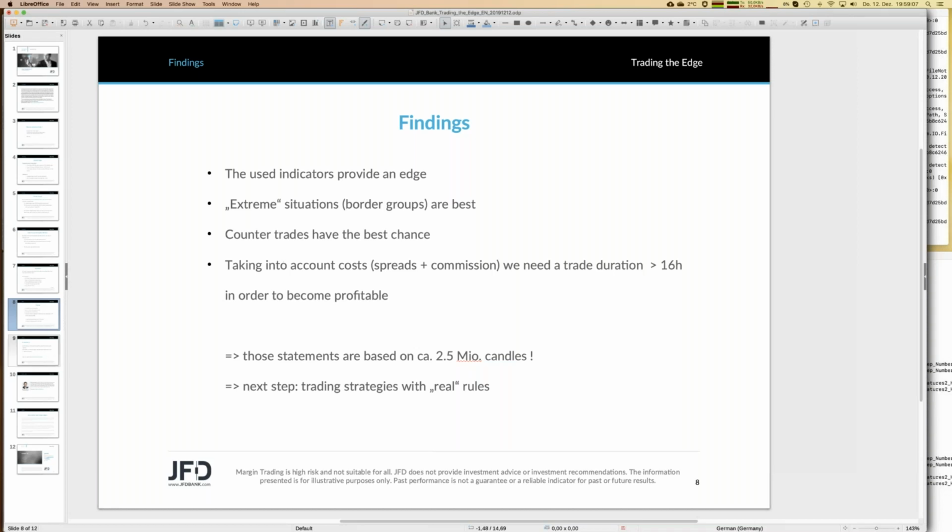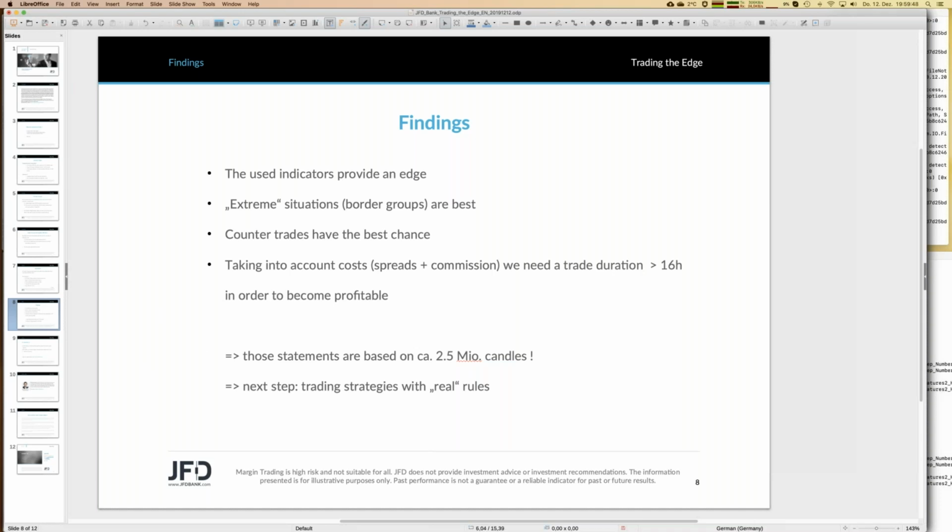The good thing is that all those statements are based on 2.5 million candles. So that's really something I would call statistics. And it's not some rules based on 100 candles or 100 trades. No, 2.5 million. So remember my first slide was measuring the precision by plus minus 2%. We need 5,000 trades. Okay, now we have 2.5 million trades being investigated in order to draw those kinds of conclusions. So that's real statistics.